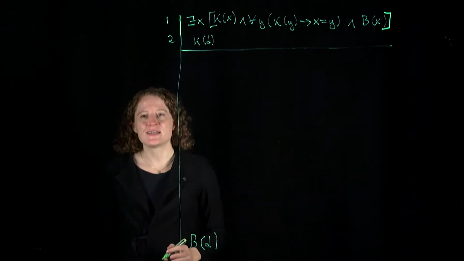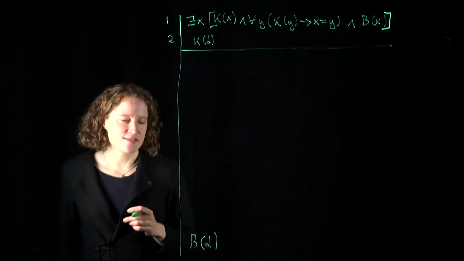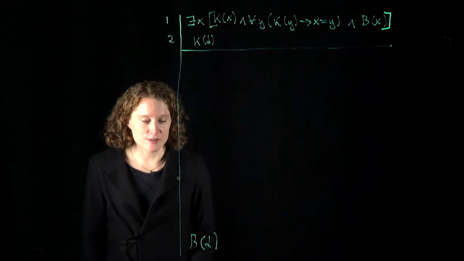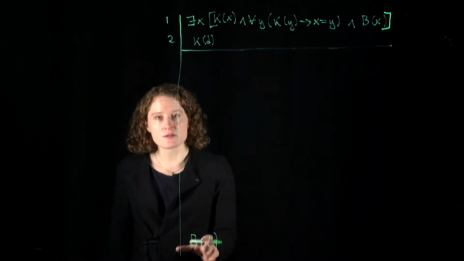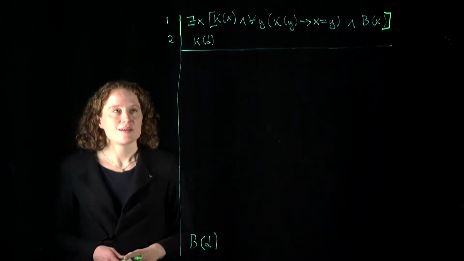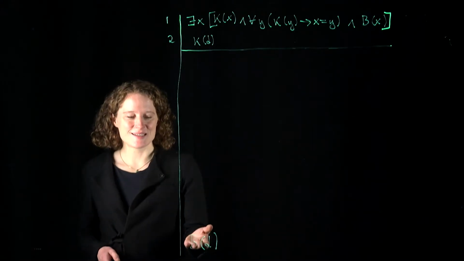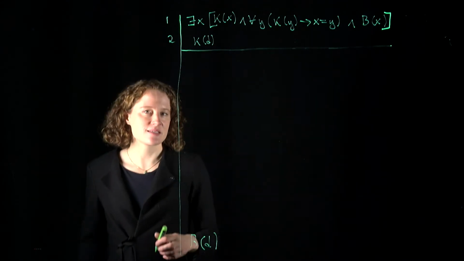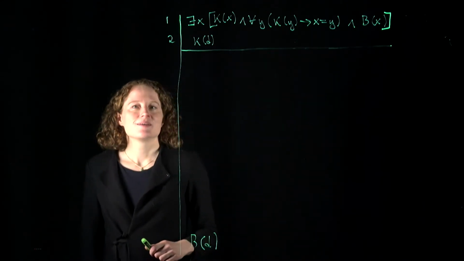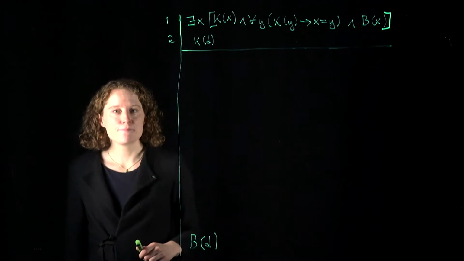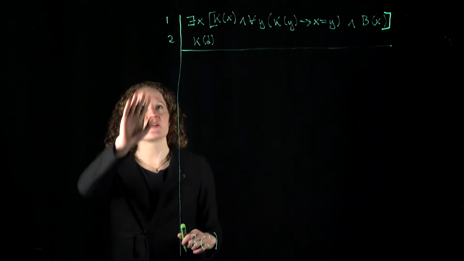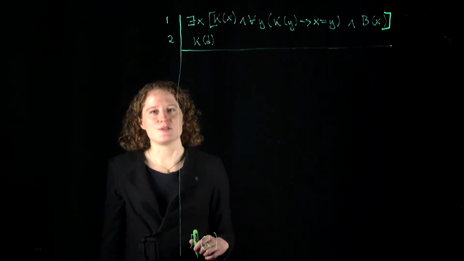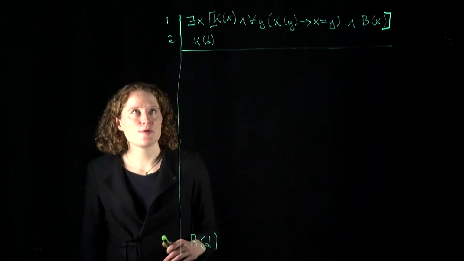Now, how can we do that? Let's reflect on our strategies. Backward planning suggests look at your conclusion, identify the main connective, and use the corresponding introduction rule. That doesn't work in this case simply because our conclusion doesn't have any connectives. It's an atomic sentence. So let's move on to forward planning. Forward planning suggests look at your premises and use the corresponding elimination rule. And that's what I'm going to do here.